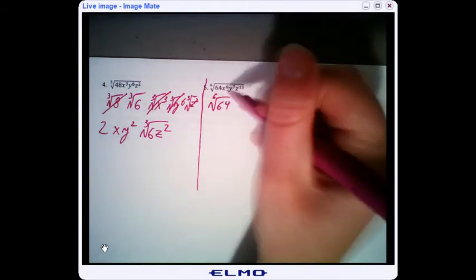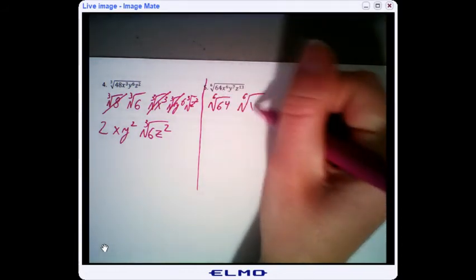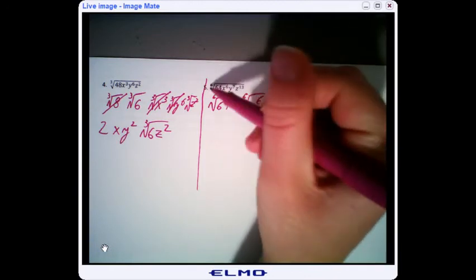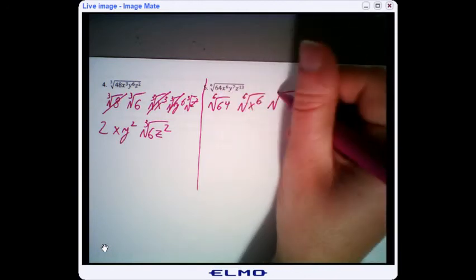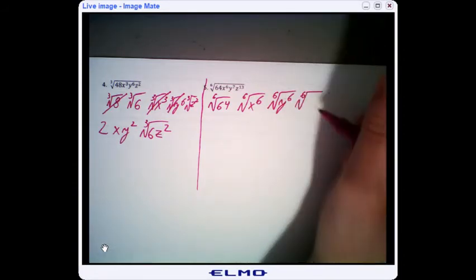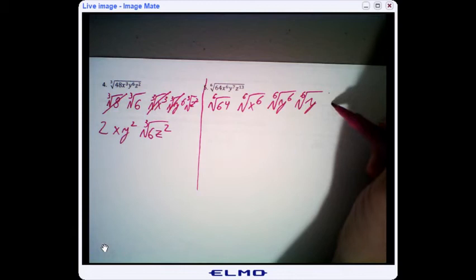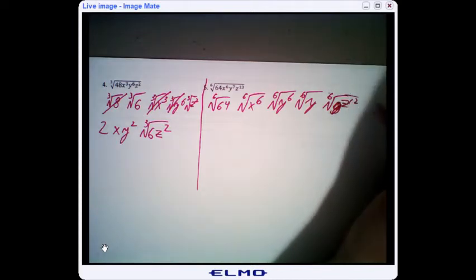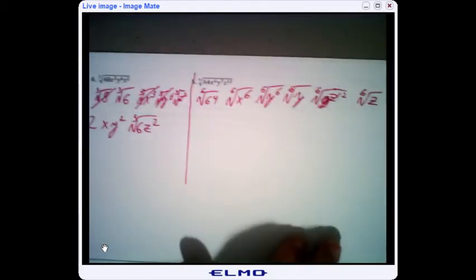I can do the 6th root of x to the 6th. The 6th root of y to the 7th is going to be y to the 6th, because we can't divide 7 by 6, and then the 6th root of y. And then z to the 13th is going to be the 6th root of z to the 12th, and then the 6th root of z. I can divide 12 by 6. I can't divide 13 by 6, though. I'm going to go through and do each of those.